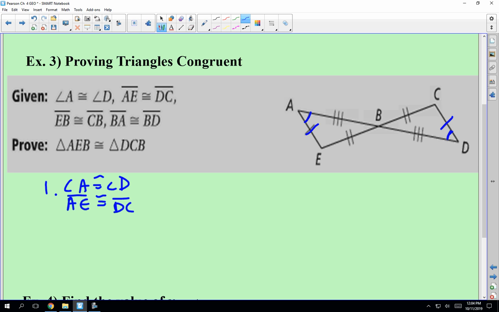And the next one is EB is congruent to CB. So EB is right here, is congruent to CB. And as we go, we just keep adding another little hash mark. Each time you have a new pair of segments that are congruent, you just add another hash mark. And then BA is congruent to BD. So BA is congruent to BD. So we've got all the side lengths are congruent. That's all given. And then they gave us one set of angles that are congruent, and we've got to get the other two sets of angles congruent.